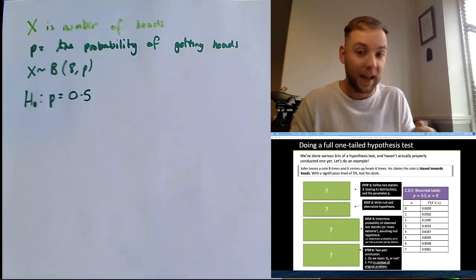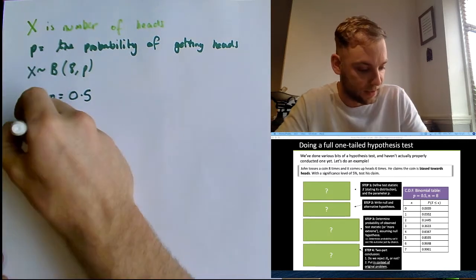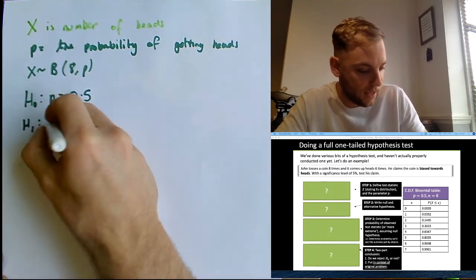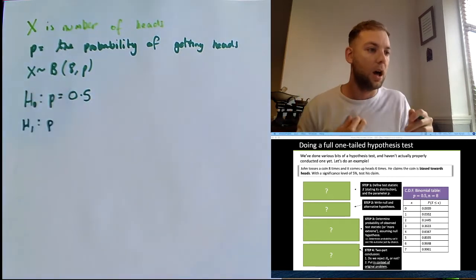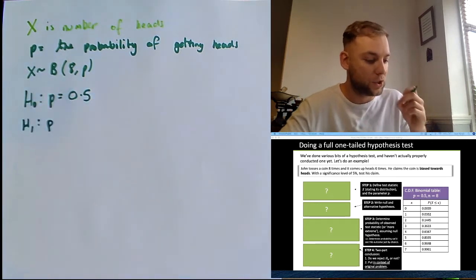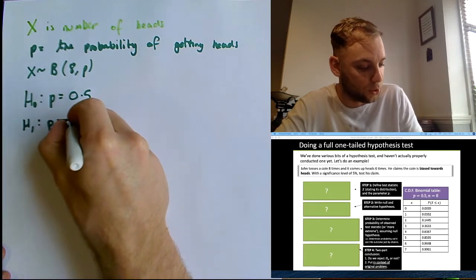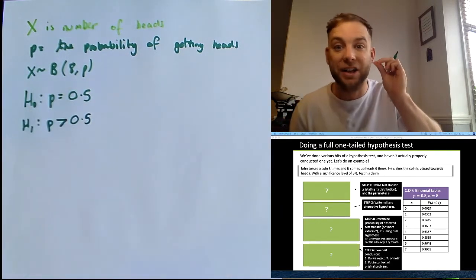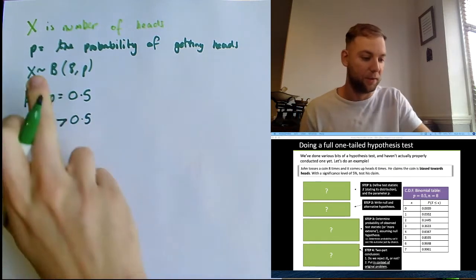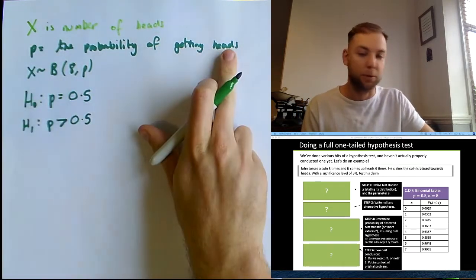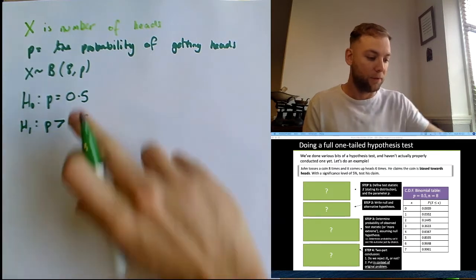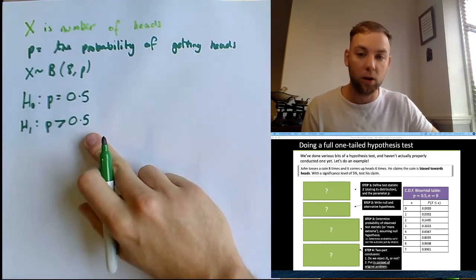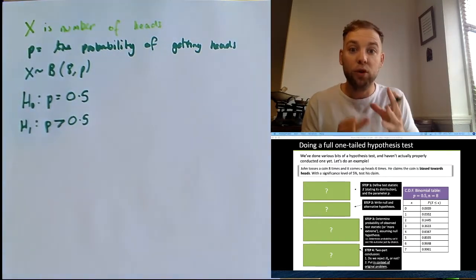The next one is the alternate hypothesis, which is John's hypothesis. John is saying that he thinks the coin is biased towards heads. So the probability is going to be greater than 0.5, because remember, this probability is the probability of actually getting a head specifically. We defined that up here: P is the probability of getting a head.